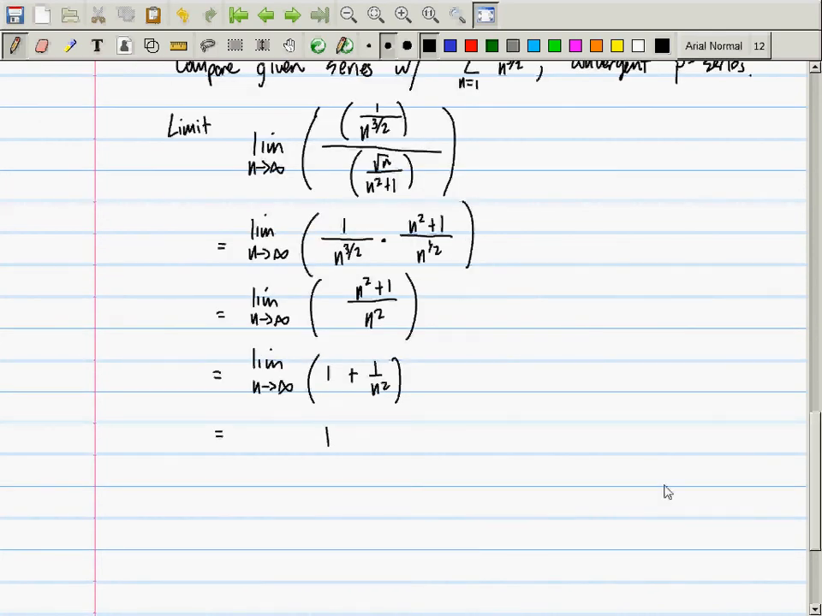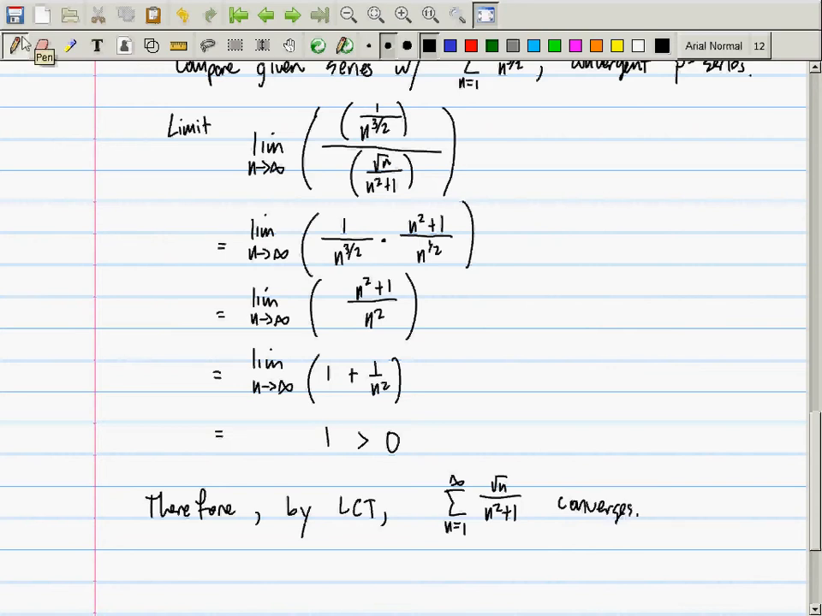So does the limit exist? Yes. Is it finite? Yes. Is it positive? Yes. So therefore, by the limit comparison test, the series from 1 to infinity of the square root of n over n squared plus 1 converges. We don't know what it converges to, but we do know that it converges.